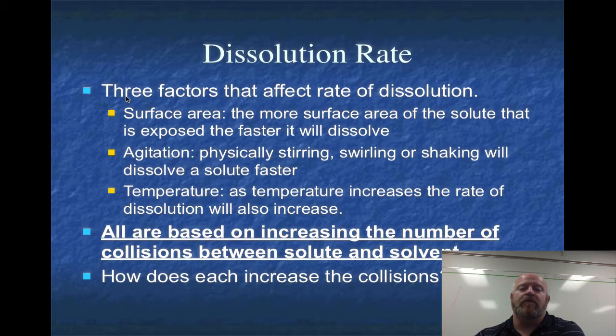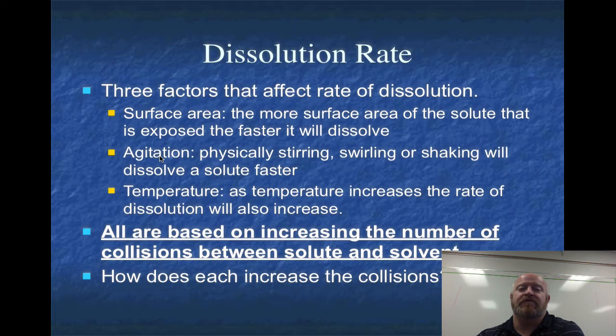Okay? Now, all three of these factors come down to one thing. They're all based on how do you get more collisions to happen between the water molecule and the salt, or the water molecule and the polar molecule. Okay? So we want to increase collisions to increase the speed of dissolving. So for surface area, if you crush it up and make as much surface area as possible, you now have more spots for collision to happen. More spots means more collisions, means faster dissolving.